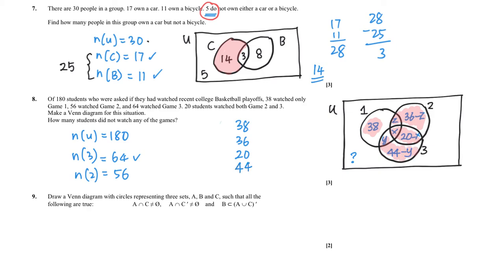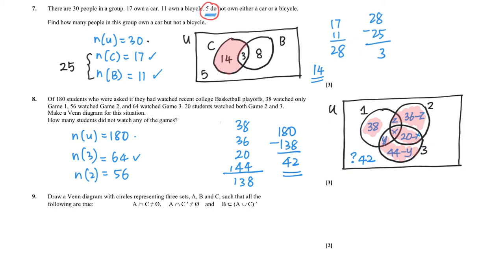If we sum all of this, we're going to get 138, when we know it's supposed to be 180. So the difference is the number of students that did not watch any games. 180, you subtract 138, you're going to get 42. So it means there are 42 not watching any games.